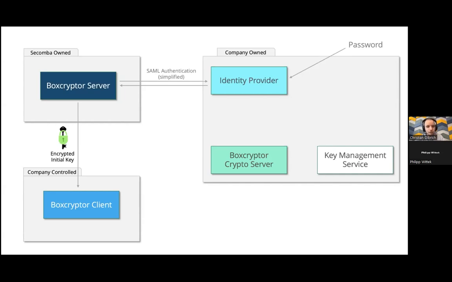So when the Boxcryptor client authenticated via SAML, then we are just returning the encrypted initial key. So no credentials whatsoever to authenticate to the Boxcryptor crypto server. That will actually be done by the client itself again. We are forwarding that request to the Boxcryptor crypto server, and the Boxcryptor crypto server now issues a second SAML authentication. So we're actually not having one authentication anymore. We're actually having two authentications.